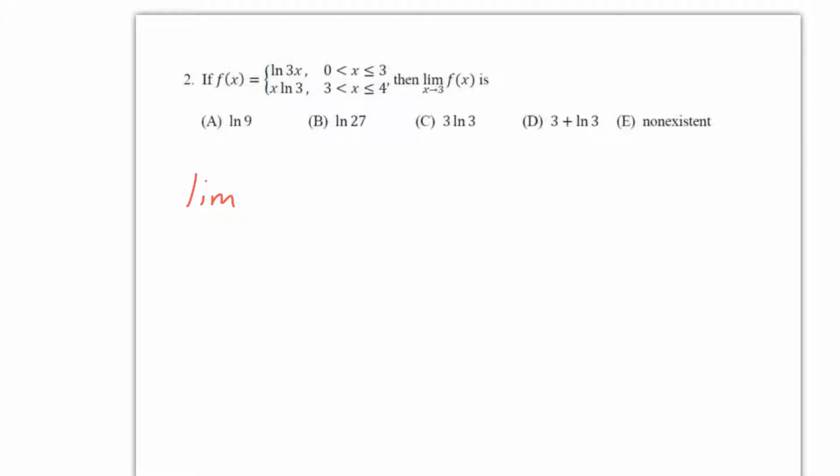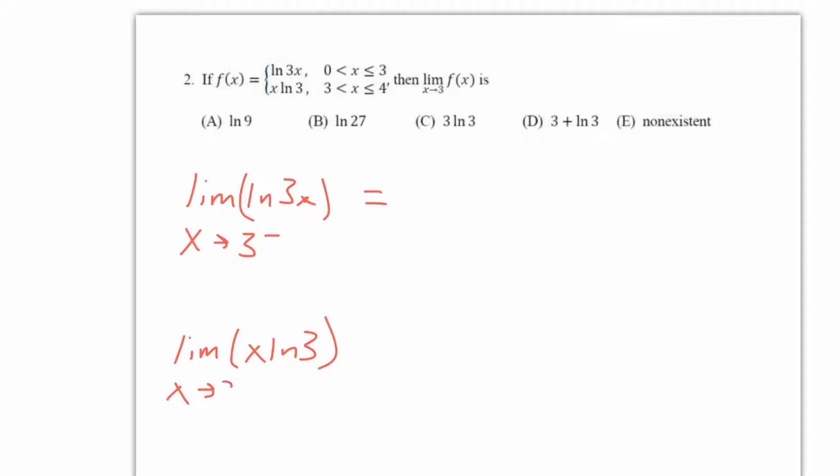So once again, we're going to have the limit of natural log of 3x as x approaches 3 from the left. We're going to evaluate that, and we're also going to evaluate the limit of x natural log of 3 as x approaches 3 from the right. For both of these, we can use direct substitution. So if you substitute a 3 in for x here, we're going to have natural log of 3 times 3, which is natural log of 9.